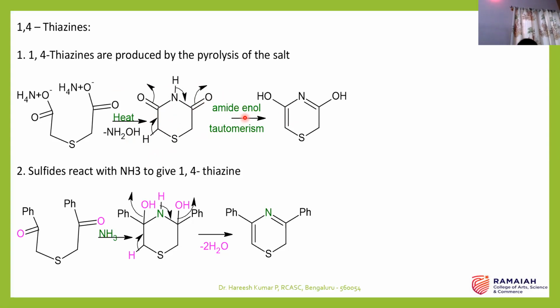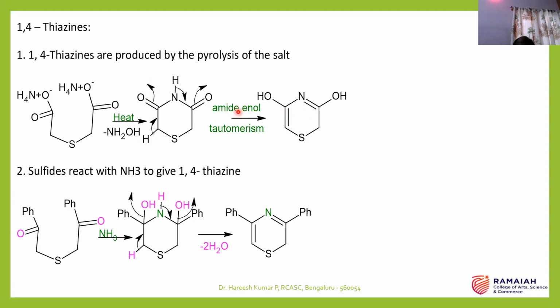Amide. Okay, amide-enol tautomerism. So amide, you know that CONH is amide. This also CONH is amide. So when the adjacent bonded pair is coming over here, this bond pair picks up this proton. So that is how the enol is formed.